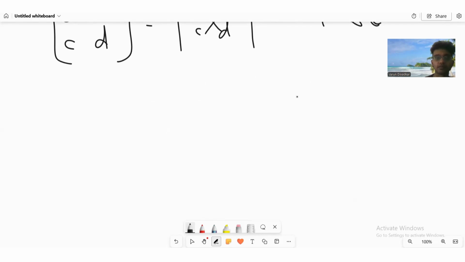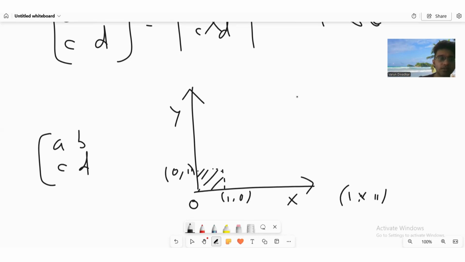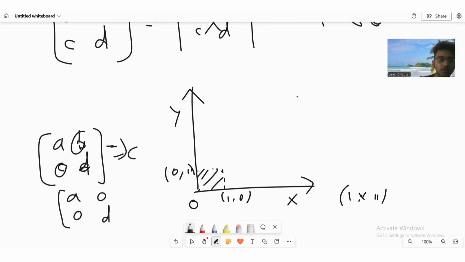Let's say you have your original coordinate system, right? X and Y. And your unit vectors look like this, which is basically 1, 0, and 0, 1, right? So it's a 1 by 1 square. Now, suppose you subject this to a matrix transformation, A, B, C, D, right? For simplicity, let's assume that B and C are 0. So this becomes A, 0, 0, D, right?